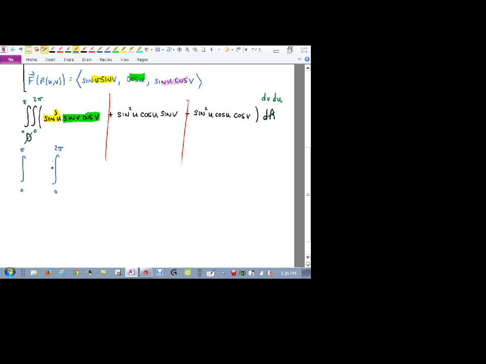0 to pi is on the variable u, isn't it? So I'm going to put sine cubed u du here. And then on the other one, it's the v, so sine v cosine v dv. And then I compute those and multiply the answers. I do the same thing here. I do the same thing here. If you do all that, you should get 0.